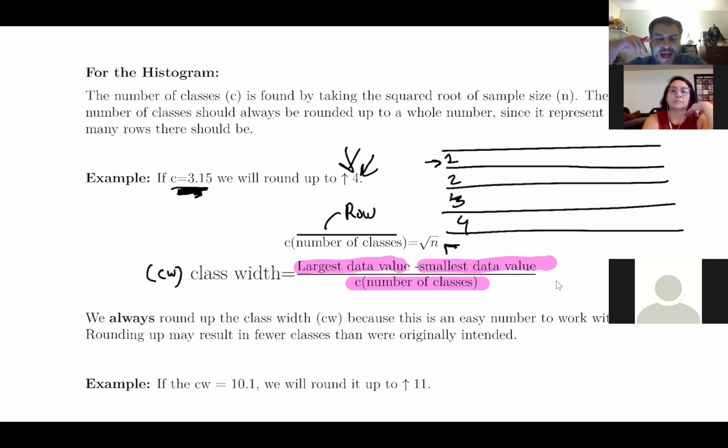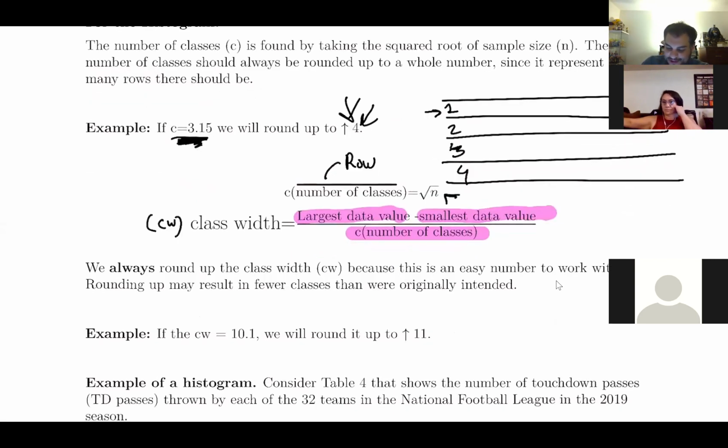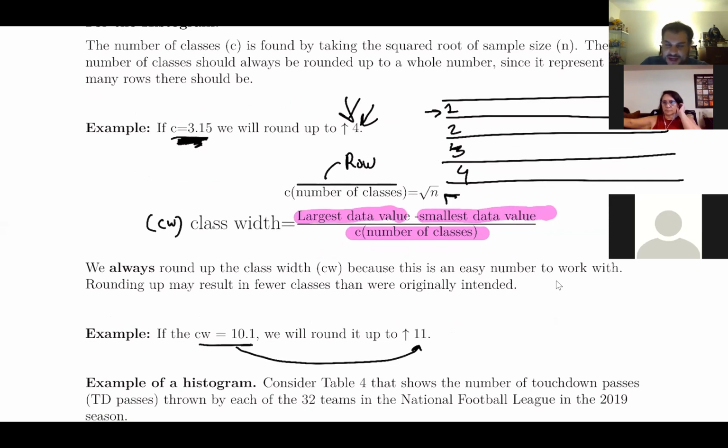And for the class width, just to make this easier on yourself, we're always going to round it up to the next whole number. That way you don't have to deal with any decimals. For example, if you get the class width to be 10.1, the number you should be using is 11. So for the class width and for the number of classes, both of those you should always round up to the next whole number. All right. Everybody go with that?